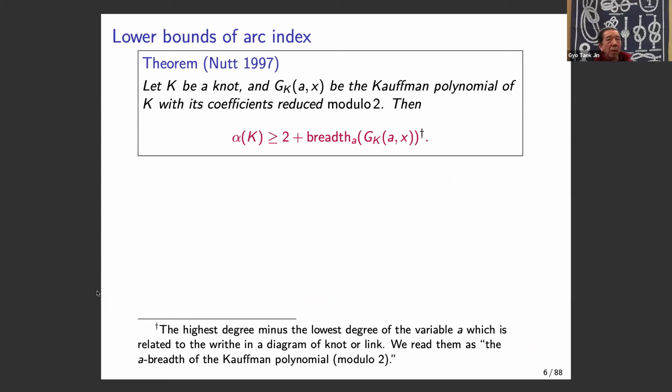So here's a theorem proved by Iron Knott in 1997. The arc index of K is bigger than or equal to 2 plus the breadth A of the modulo 2 Kauffman polynomial. And the breadth A means the highest degree minus the lowest degree.